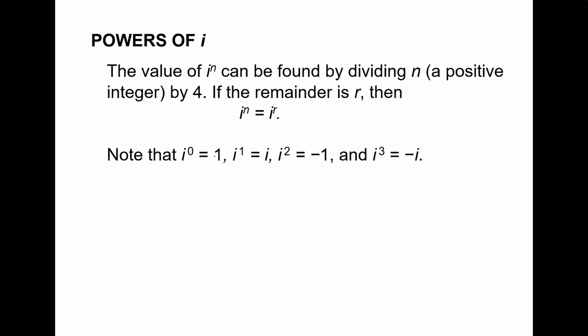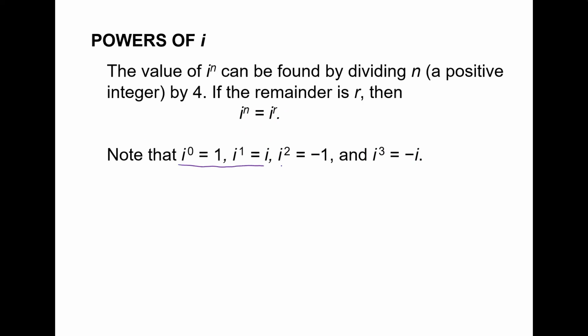So if we divide it and we get r is 0, that means i to the 0, which is 1. If r is 1, that means we get i. If r is 2, then that means i squared, which is negative 1. And if, say, r is 3, then n is 3, so we get a negative i. Okay? And so that is going to be the key pieces.